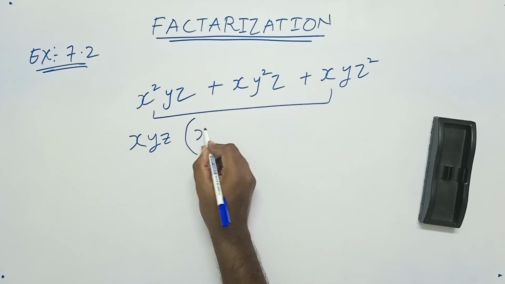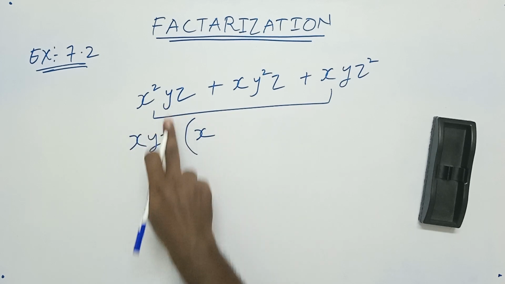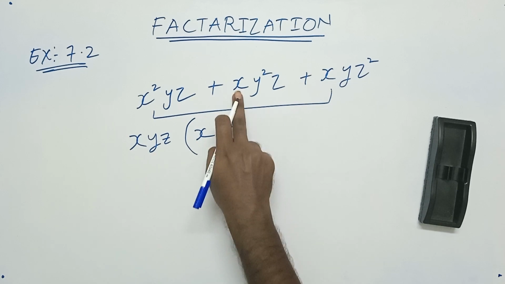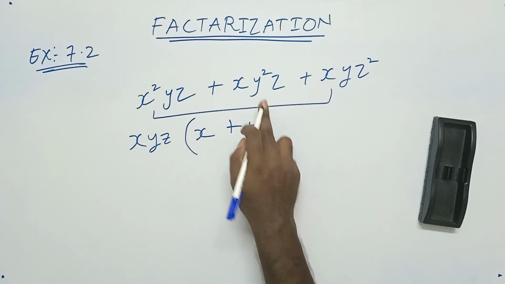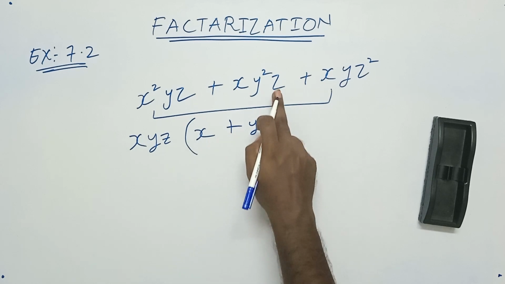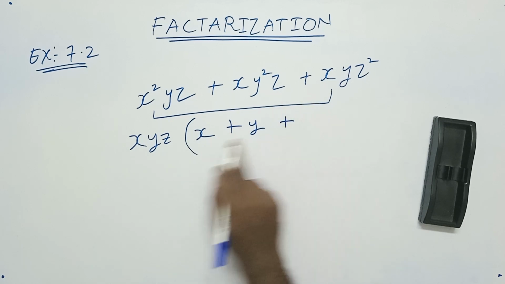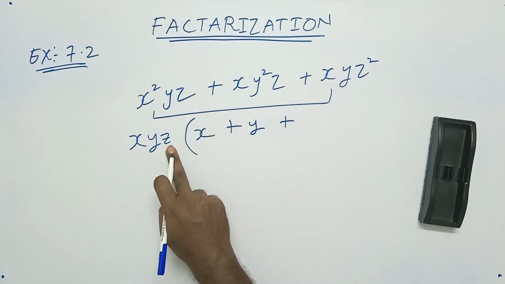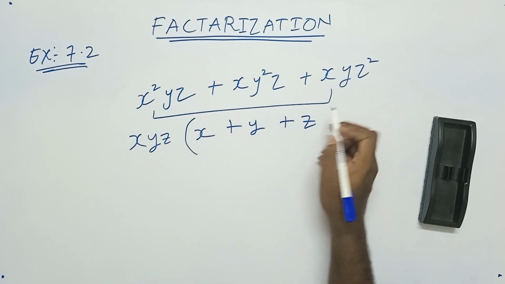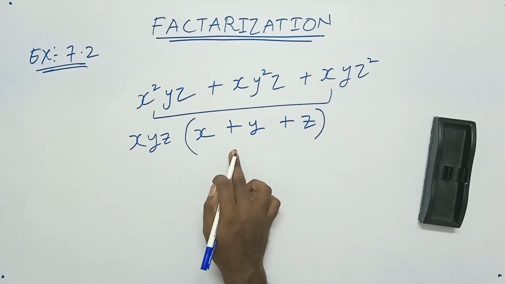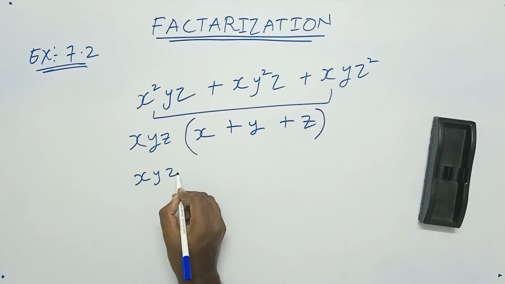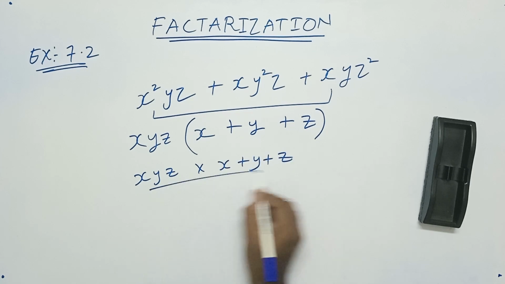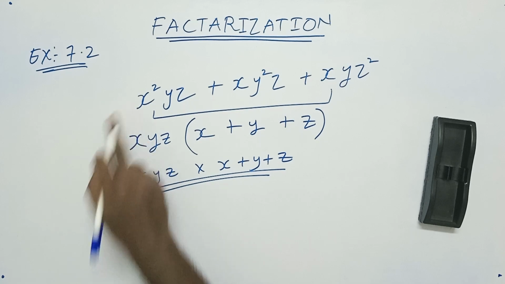So x into x is x square, y into 1 times is y, z into 1 times is z. We are keeping a plus sign. X into 1 times is x square, y into y times is y square, z into 1 times is z. Moving forward, plus sign. X into 1 times is x, y into 1 times is y, z into z is z square. Now we got the product of two factors, which is xyz into x plus y plus z. These two are the product of two factors of the given expression.